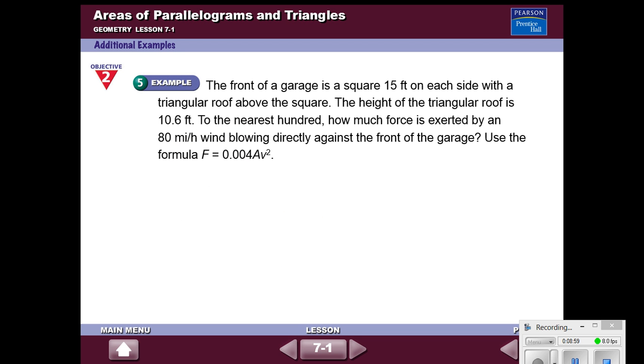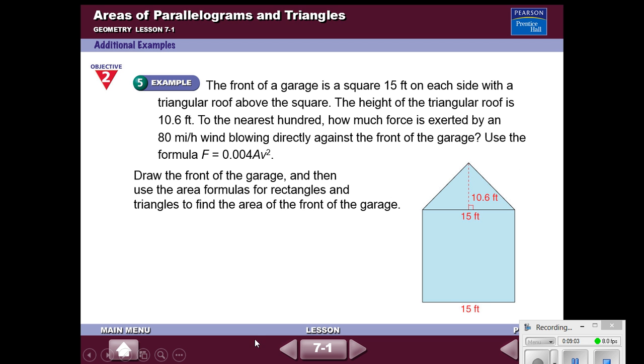Okay. Here's an interesting problem. I have this garage front. The configuration of the garage front consists of a 15-foot by 15-foot square with a triangle mounted on top, what we call a gable roof, whose height is 10.6.